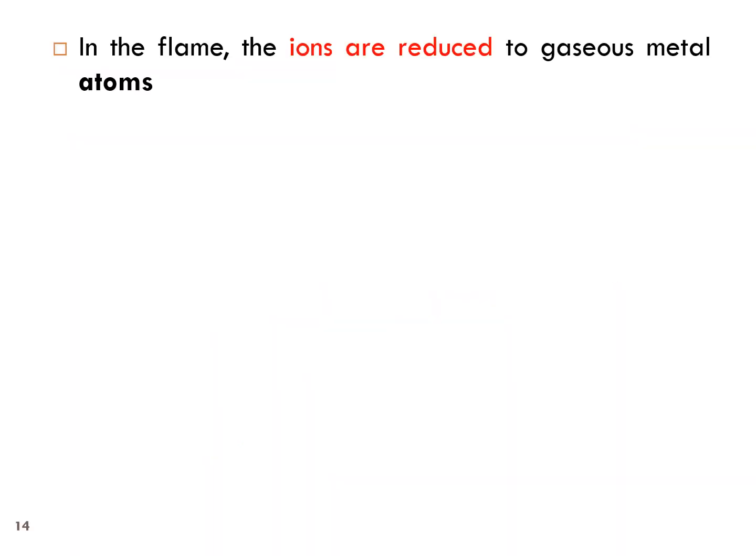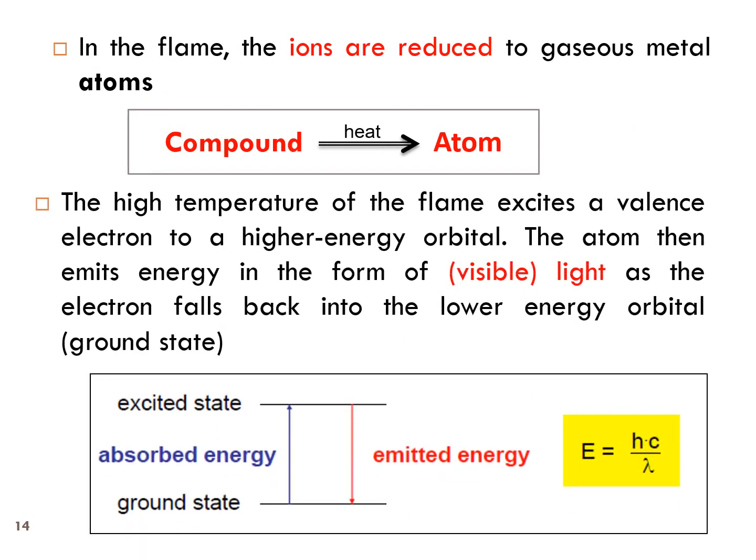Okay, kenapa? Kenapa dia observe color? Sebab the high temperature of the flame will excite the valence electrons to a higher energy level. High temperature of flame juga boleh menyebabkan electron to become excited and move to higher energy orbital. Kemudian the atom then emits energy in the form of visible light as the electron falls back into the lower energy orbital. So maksudnya atom tu due to the high temperature of the flame dia akan excited dan emit the visible light. So that's why light yang ada atom ni will be ada color.